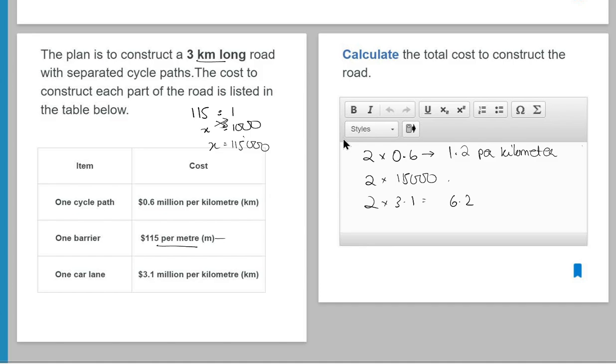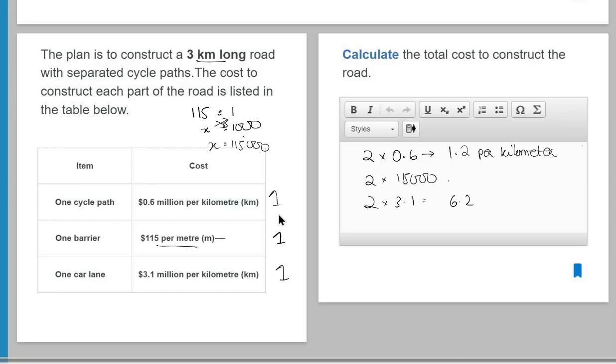3 kilometer long road. Let's assume that each and everything will be of 1 kilometer. Like the barrier is going to be of 1 kilometer, the cycle path is going to be of 1 kilometer, and the car lane is supposed to be of 1 kilometer. Okay, so how do we do it in this case? $0.6 million can be written as, and that's per kilometer.